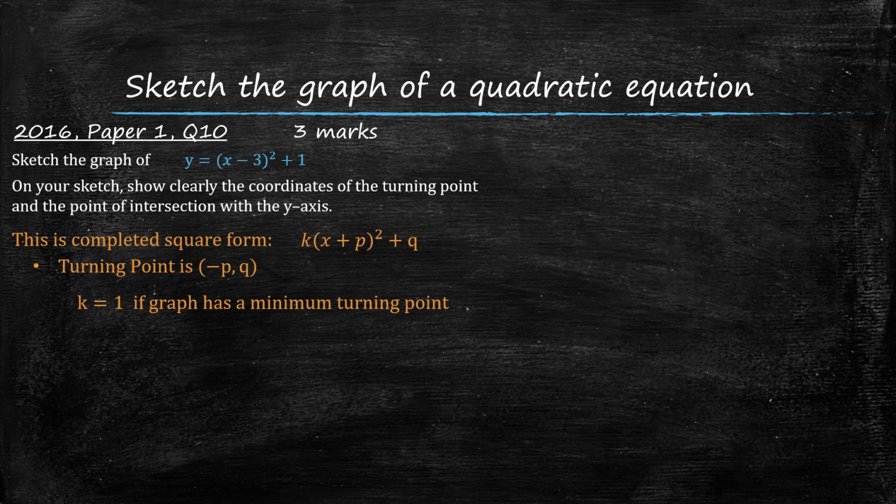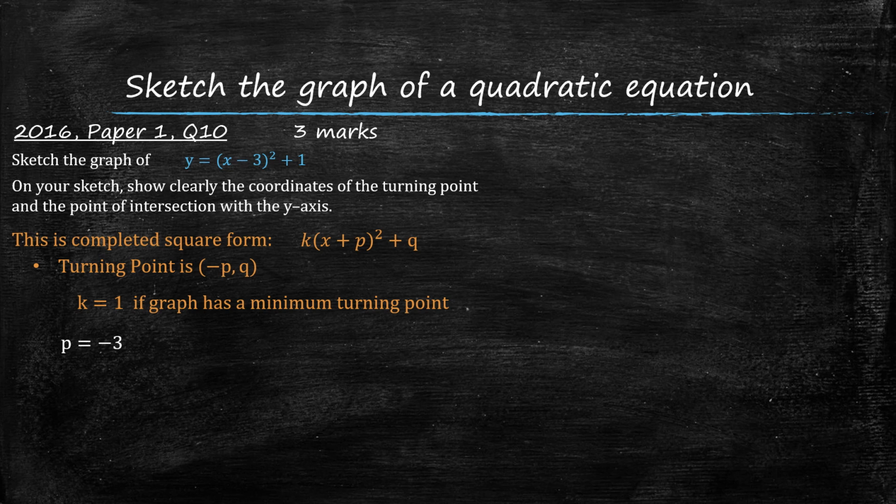Now, one point of note, k is equal to 1 for our equation, which tells us the graph has a minimum turning point. If k were equal to negative 1, the graph would have had a maximum turning point, but as there's no negative sign before the brackets, (x minus 3) all squared, then k is equal to 1, and our graph has a minimum turning point.